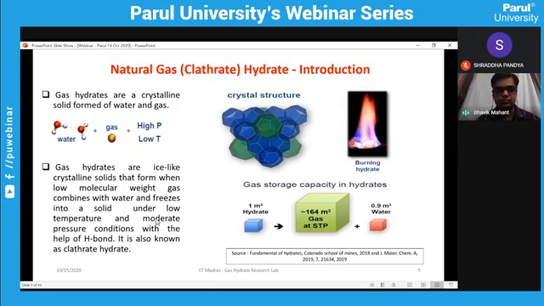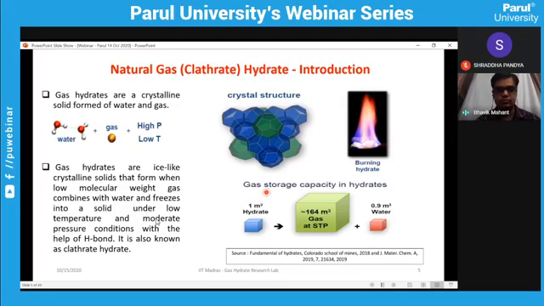Here you can see that it's also known as a burning hydrate. When the natural gas, which is methane, is in the hydrate and we light a fire to that hydrate, it burns like fire coming from the ice. So it is also known as a burning hydrate.